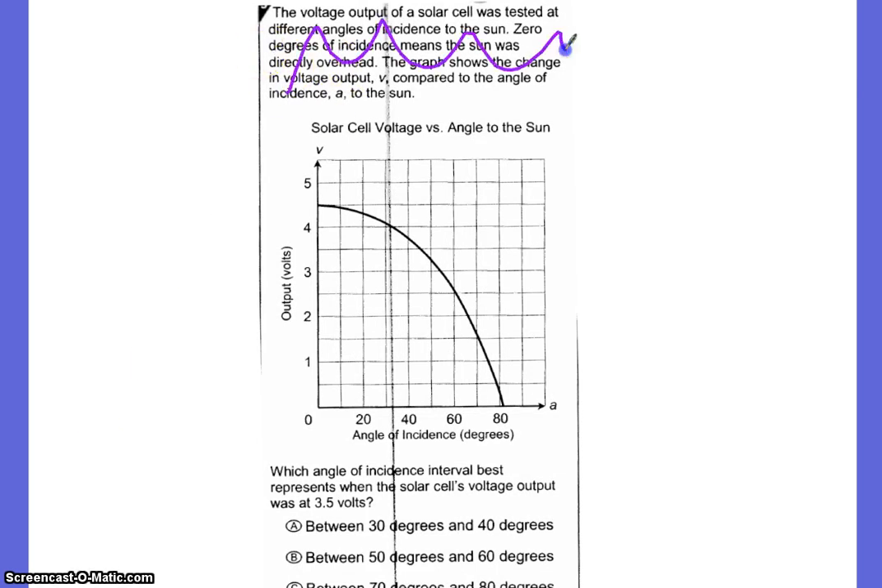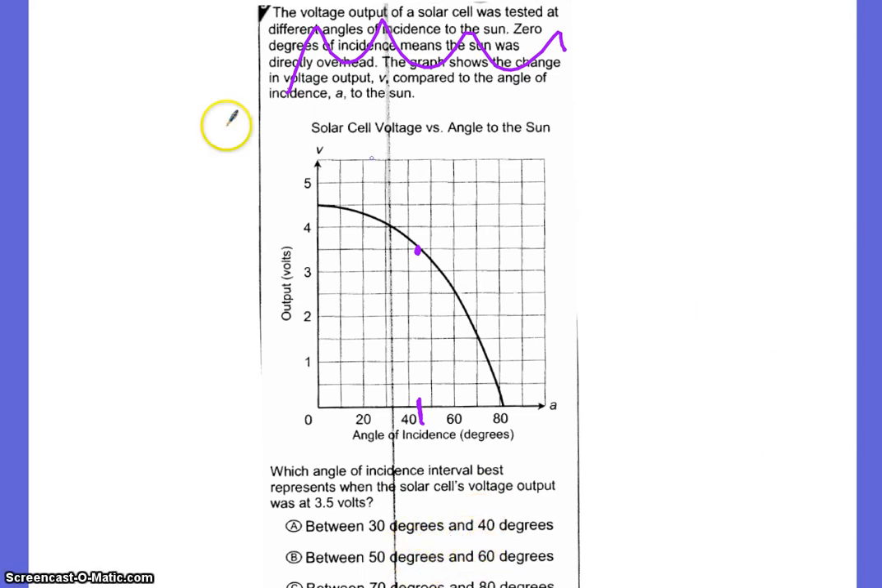Don't have to worry about this. Which angle of incidence interval best represents when the solar cell's voltage output was at 3.5? Output at 3.5, see where it hits it? It's going to be right here. So is that between 30 and 40, between 50 and 60, between 70 and 80?